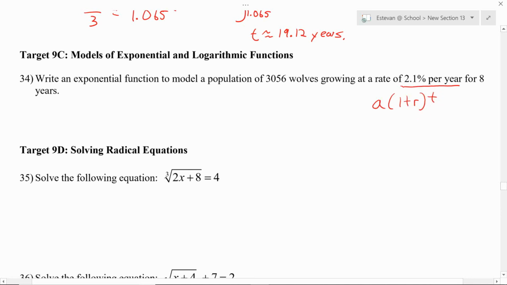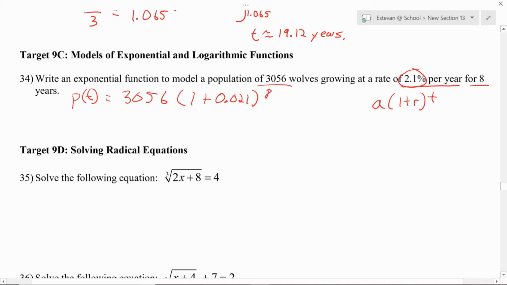So we just need to write the equation. I'm going to write P of T, for population over time, is equal to my initial, which was 3,056 wolves, times 1 plus my rate, 2.1, made into a decimal, which will be 0.021, raised to my T. We want 8 years.